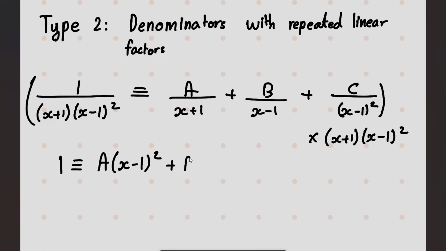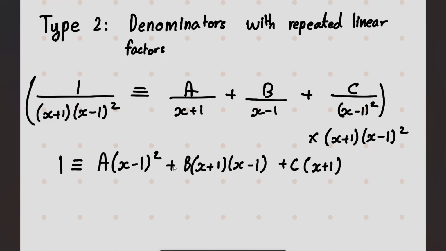And with b, once you multiply with this expression, you're only going to cancel out only one of the x minus 1 brackets. So now you're going to have x plus 1 times x minus 1. And for c, you're just going to cancel out x minus 1 the whole square. So you're going to get c times x plus 1.